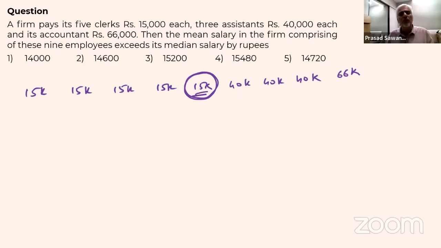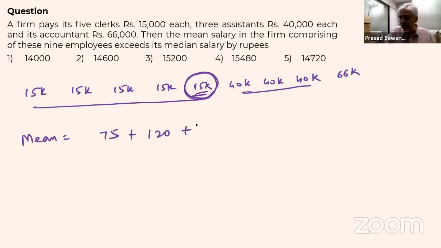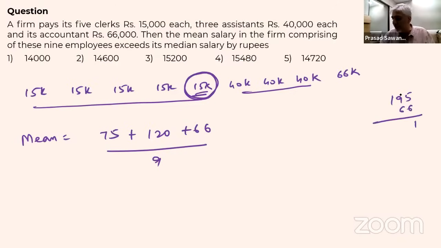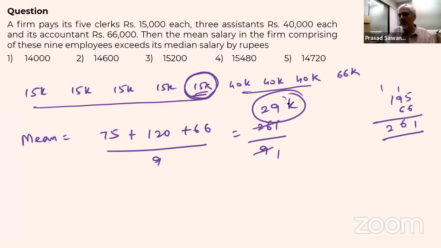No problem. Most of y'all would have done this. Y'all would have done mean is 15 5s are 75 plus 4 3s are 12, 75 plus 120 is 195, plus 66, divided by 9. That's 261. 261 divided by 9, and you get mean as 29,000 and difference is 14,000, which is the first option.